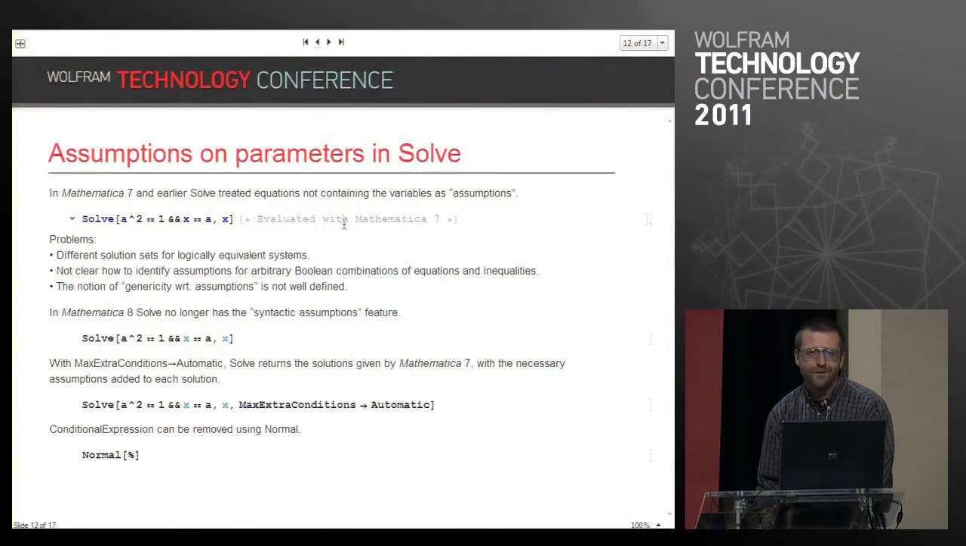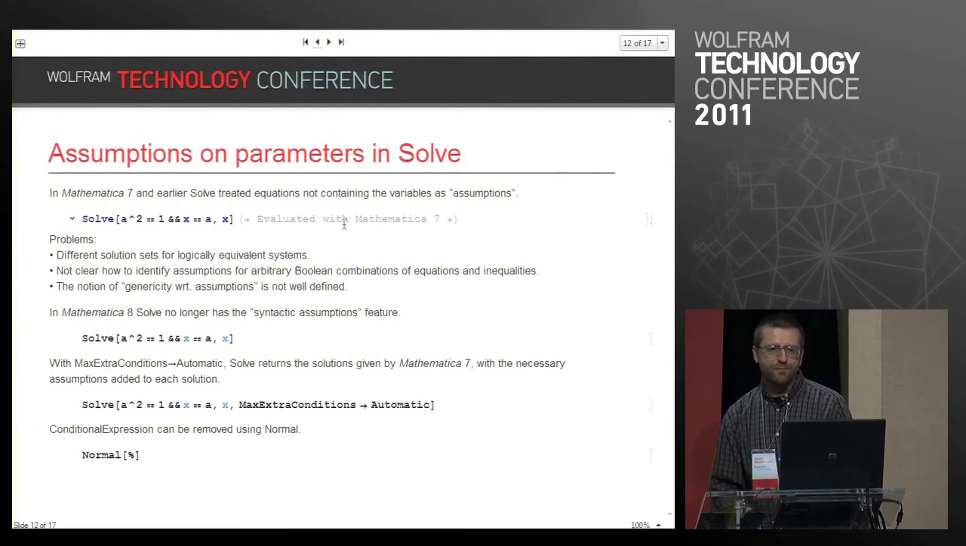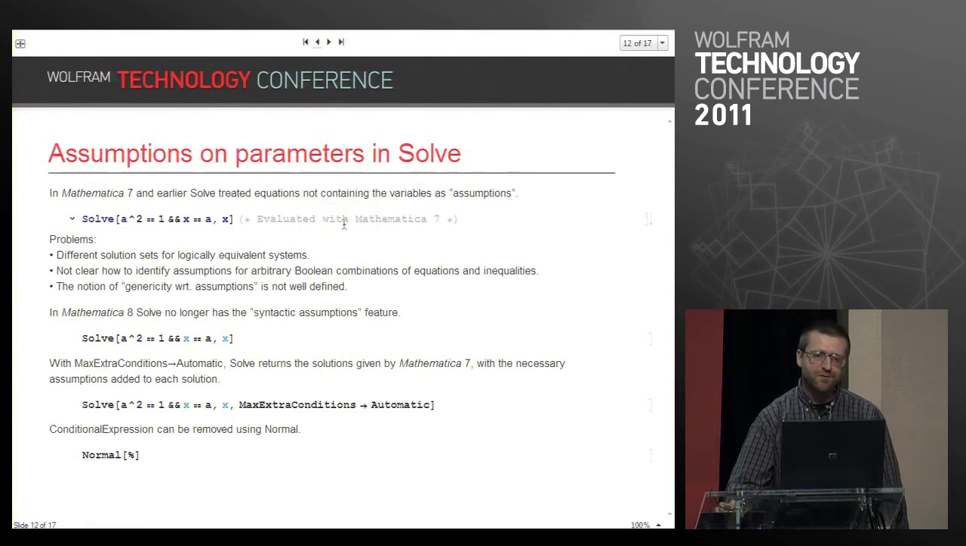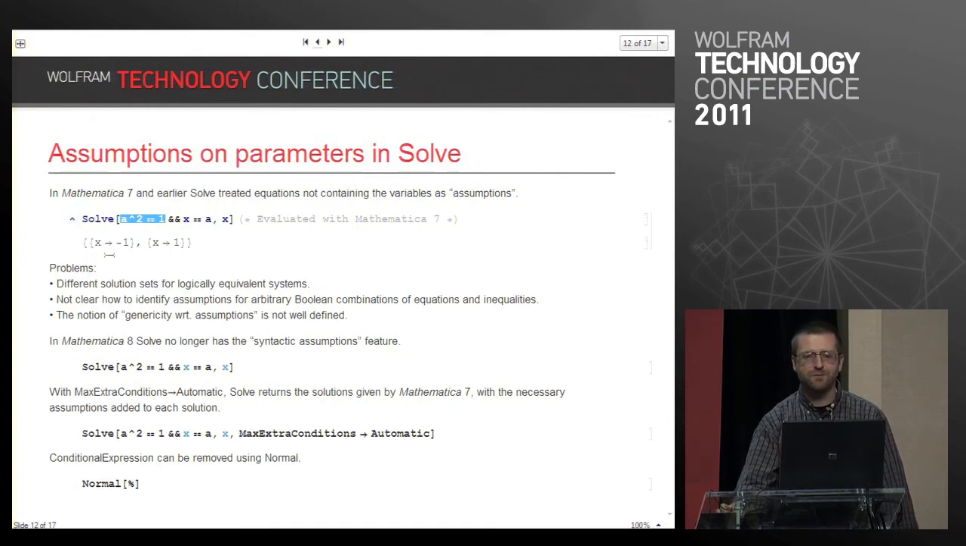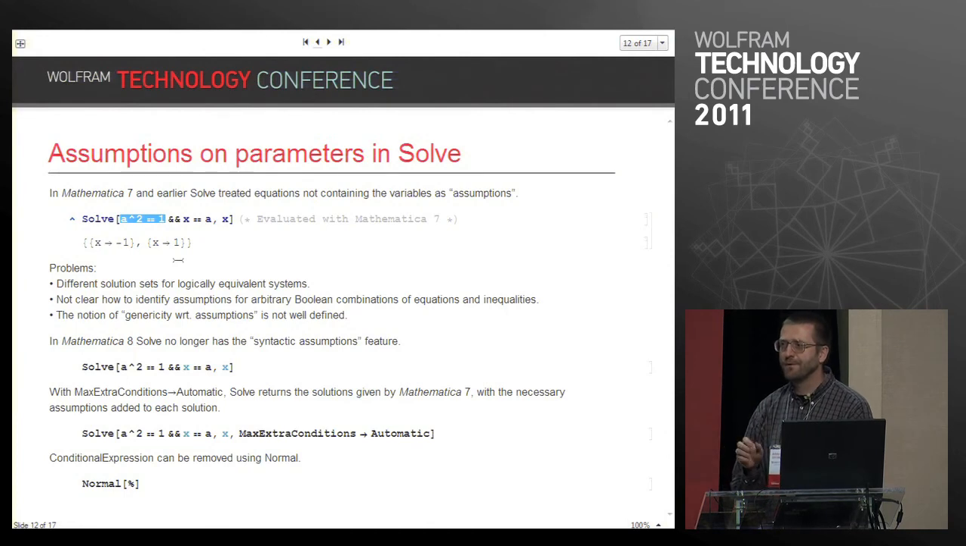There's another particular issue with the new Solve. In Mathematica 7 and earlier, we had syntactic assumptions in Solve. Equations that didn't contain the solve variable or variables would be treated as assumptions. And this would give two solutions, x = -1 and x = +1. Note that the solution -1 is valid if a is equal to -1, and the other one is valid if a is +1. So each of them is kind of valid half of the time.